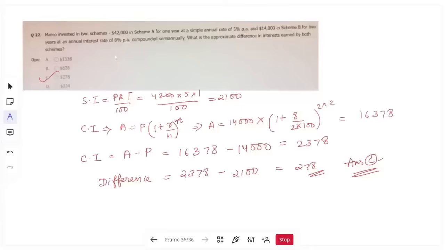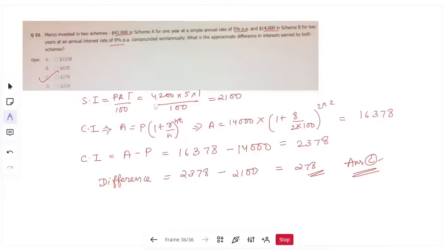Okay guys, so let's see this question. Macro invested in 2 schemes, $42,000 in scheme A for 1 year at a simple annual rate of 5% per annum, and $14,000 in scheme B for 2 years at an annual interest rate of 8% per annum, compounded semi-annually. What is the approximate difference in interest earned by both the schemes? We have the different options.